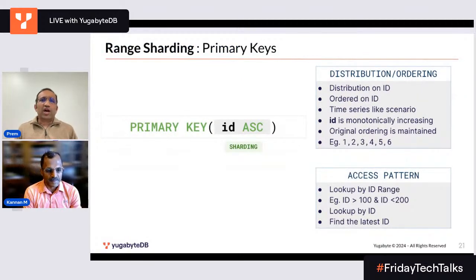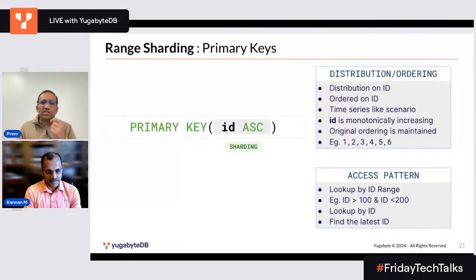Now for range sharding, let's consider a time series like scenario where you want to store the rows ordered by ID. This scenario is based on date and time columns, but for this example, I'm going to stick with ID. ID is usually a monotonically increasing number, and let's assume that as we insert data, we are going to explicitly add a monotonically increasing ID. You can choose range sharding when you want to retain the original ordering of data.